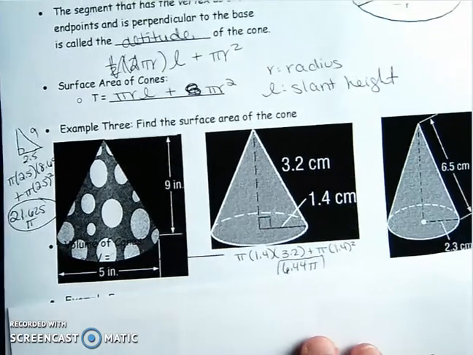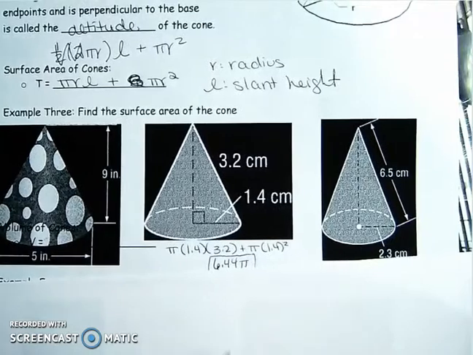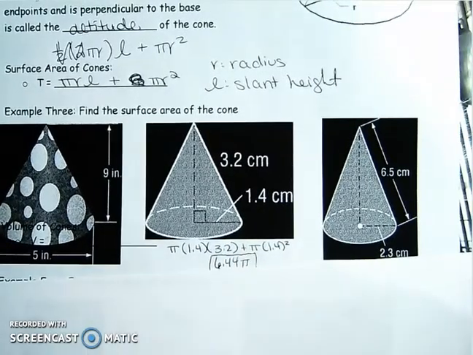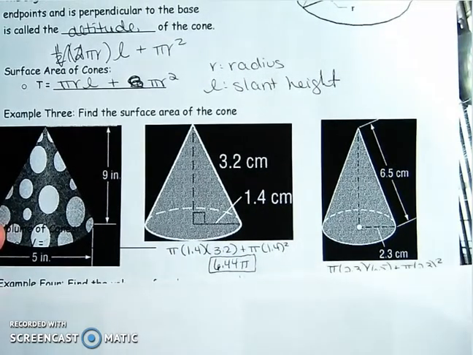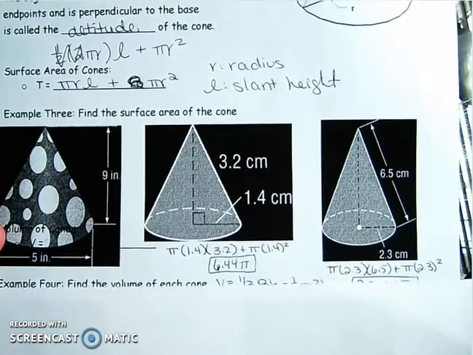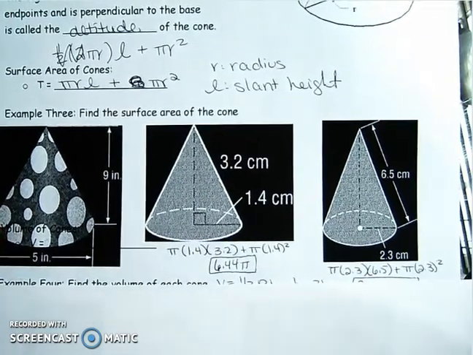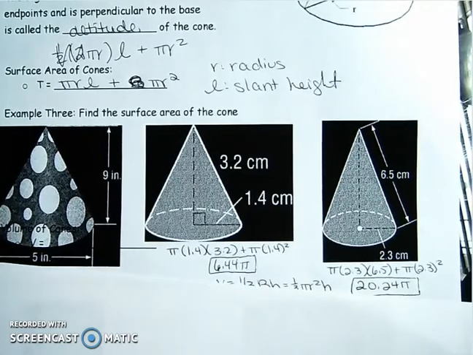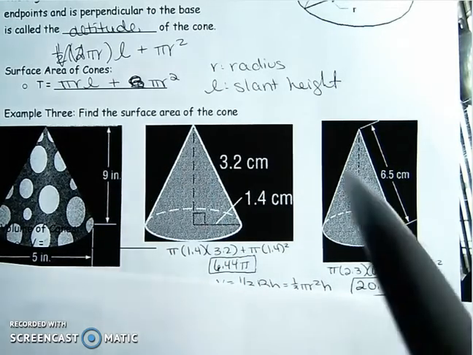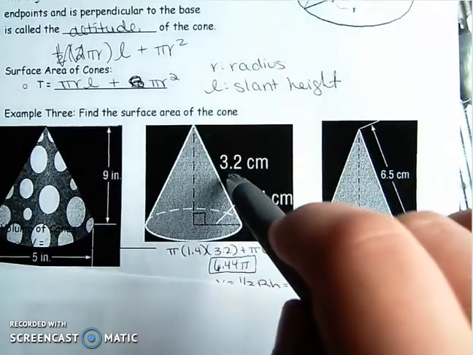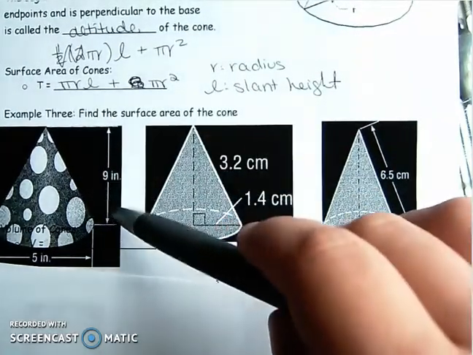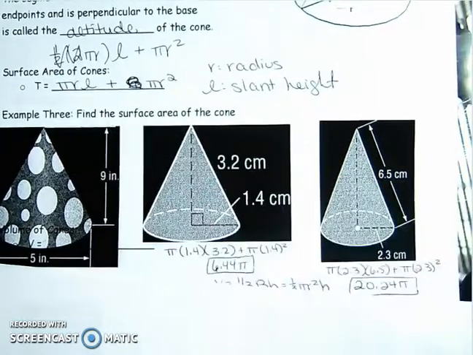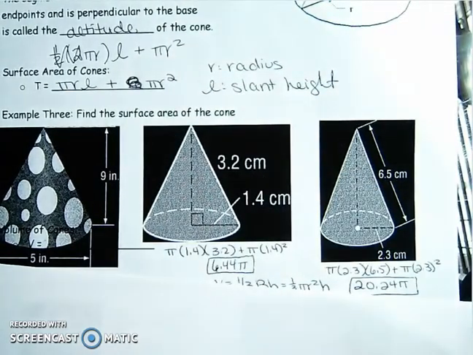The middle problem is the exact same type concept as the first one, and so is the last one. You're given the slant heights on these, which is kind of nice. So you just plug it straight into the formula. So 6.44 pi and 20.24 pi. So pay attention to the difference between a slant height, which is labeled on the outside, or the actual height of a cone. If you're given the height and you need the slant height, use the Pythagorean theorem. If you're given the slant height, plug it straight into the formula.